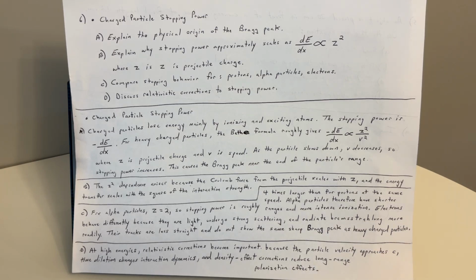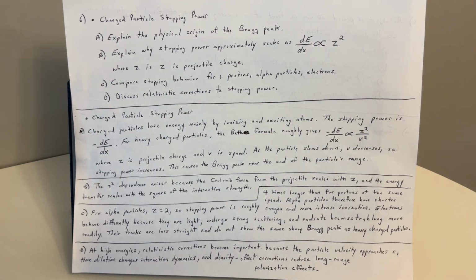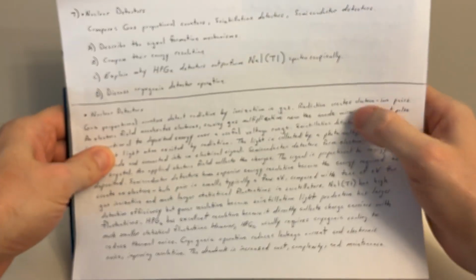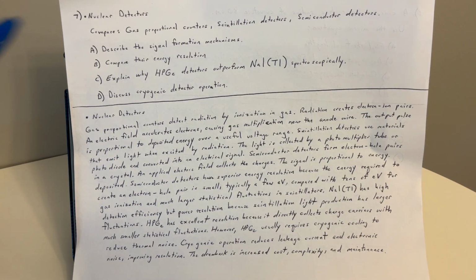Okay, and letter D, discuss relativistic corrections of stopping power. At high energies, relativistic corrections become important because the particle velocity approaches c. Time dilation changes interaction dynamics, and density effect corrections reduce long-range polarization effects. Okay, so that's for number 6. Let's move along to number 7. A lot of this is canonical, standard stuff. Very important though.